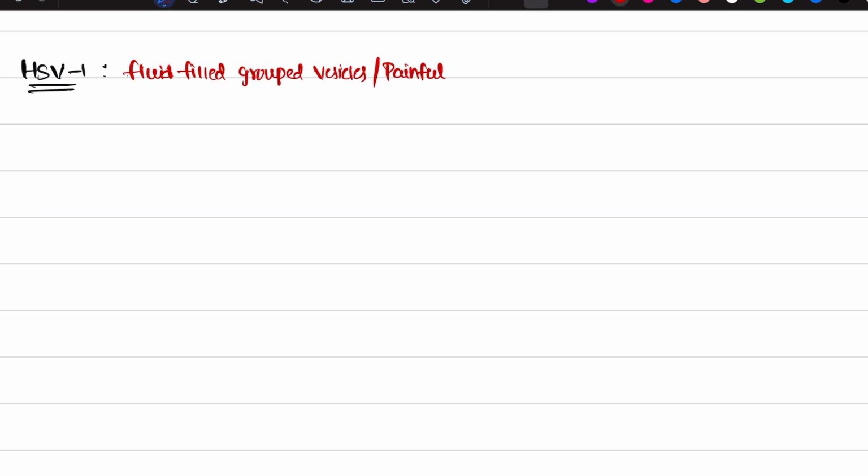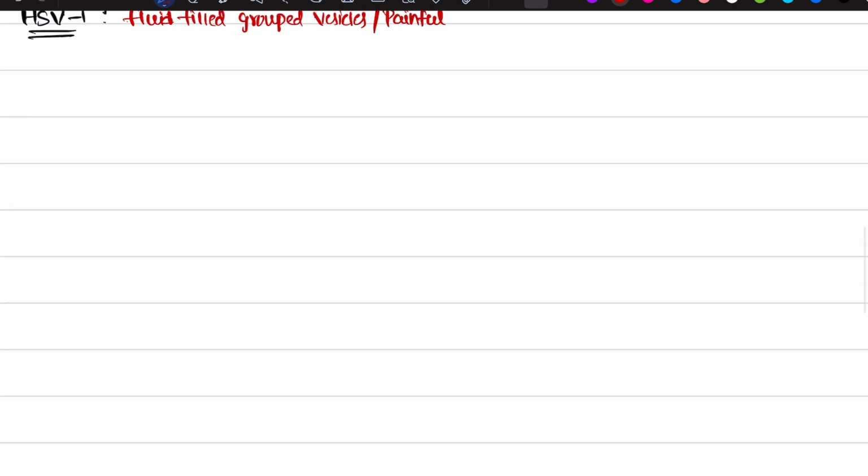HSV type 2, we are going to see below the waist. In this manner, you are going to answer in the exams. If they ask in the exam about a lesion affecting the genital area, the first thing you need to recognize is that they are talking about HSV type 2, not type 1. Please try to remember this point. I am going to write it.